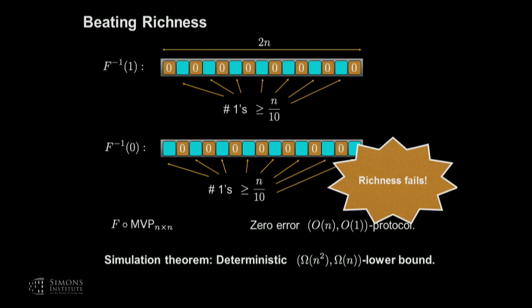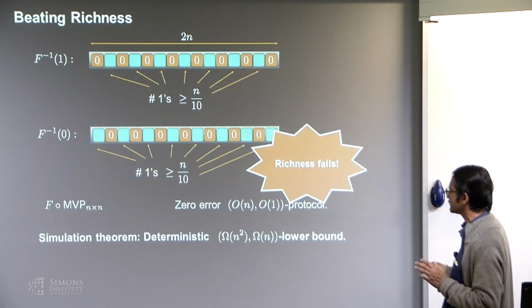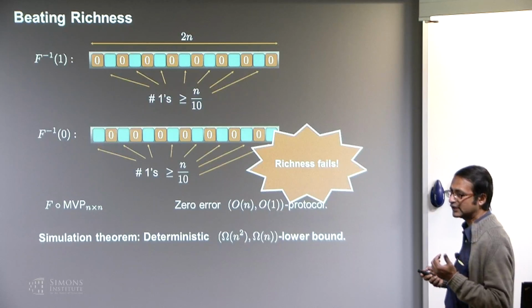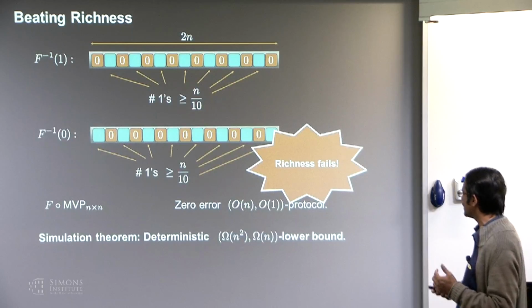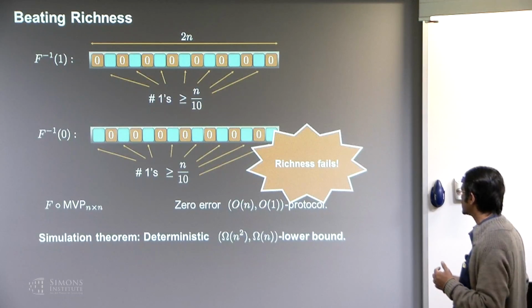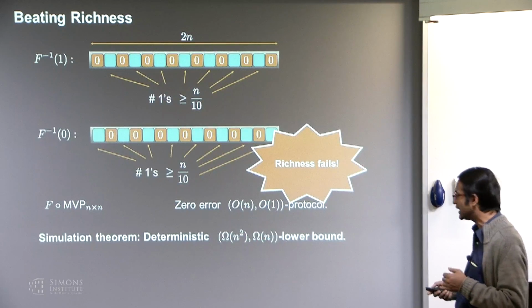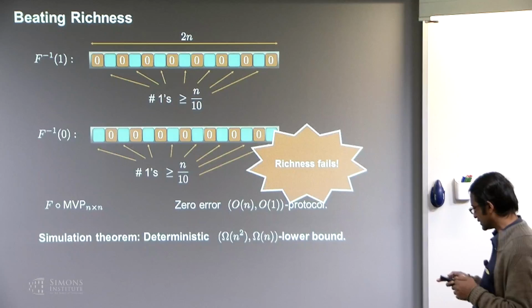However, what we can show is that with this promise, the deterministic parity decision tree complexity of this function is large. It's maximally large. You will need n queries. Okay? And therefore, by using our lifting theorem, we can show that this function would have deterministic lower bound of omega n square. So either Alice has to send omega n square bits, or Bob has to send omega n bits, and this sort of maximally separates it from richness.